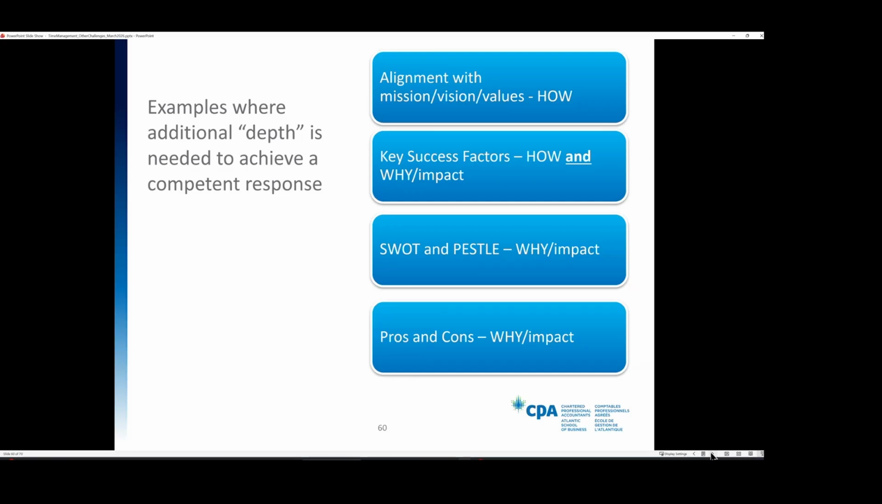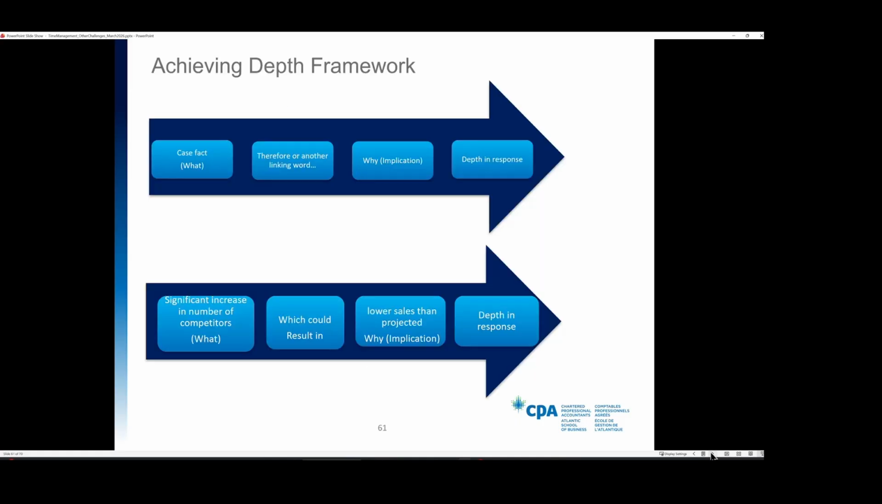In order to meet the depth requirement, let's go through some clear examples and what you need to do. When it comes to alignment with the company's mission, vision, or values, you can't simply say it's aligned with the company's mission. That is not enough. You need to talk about the how. And next week, I'm going to go into greater detail when I go over the day one webinars. Key success factors: you need to not only talk about the how, but you also need to include the why and the impact. You perform a SWOT, a PESTLE, look at the pros and cons. You always need to state the why and the impact.